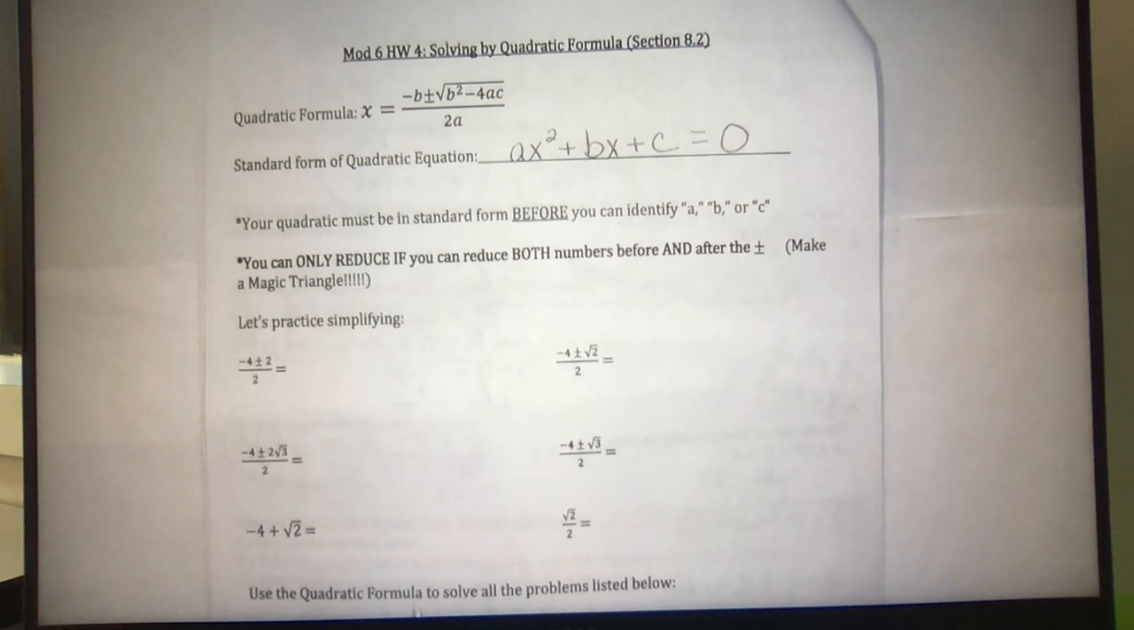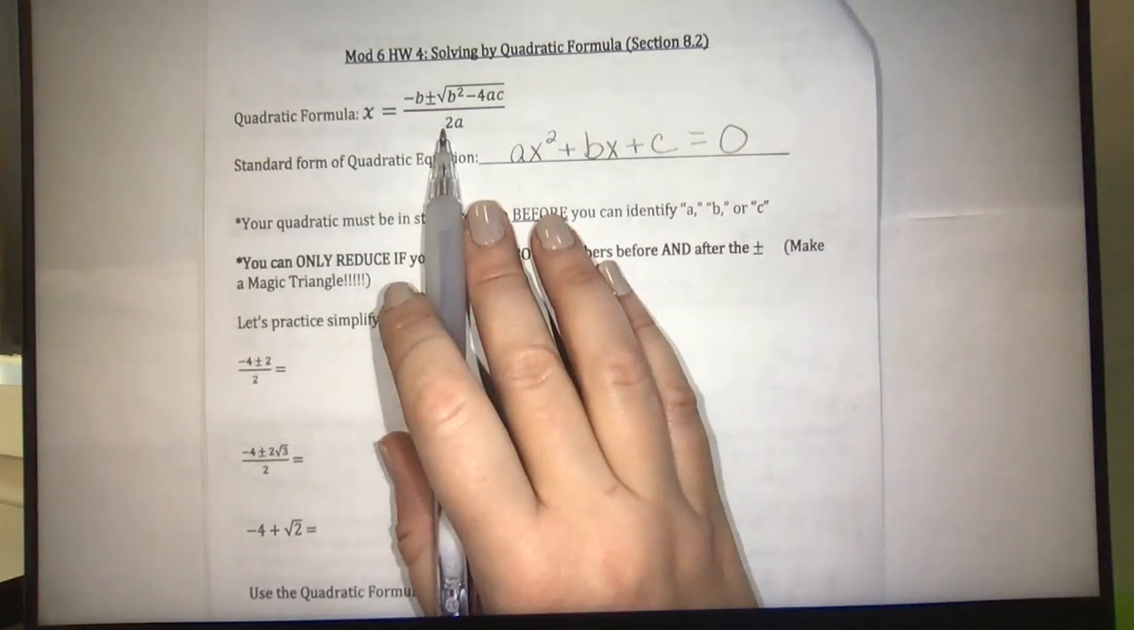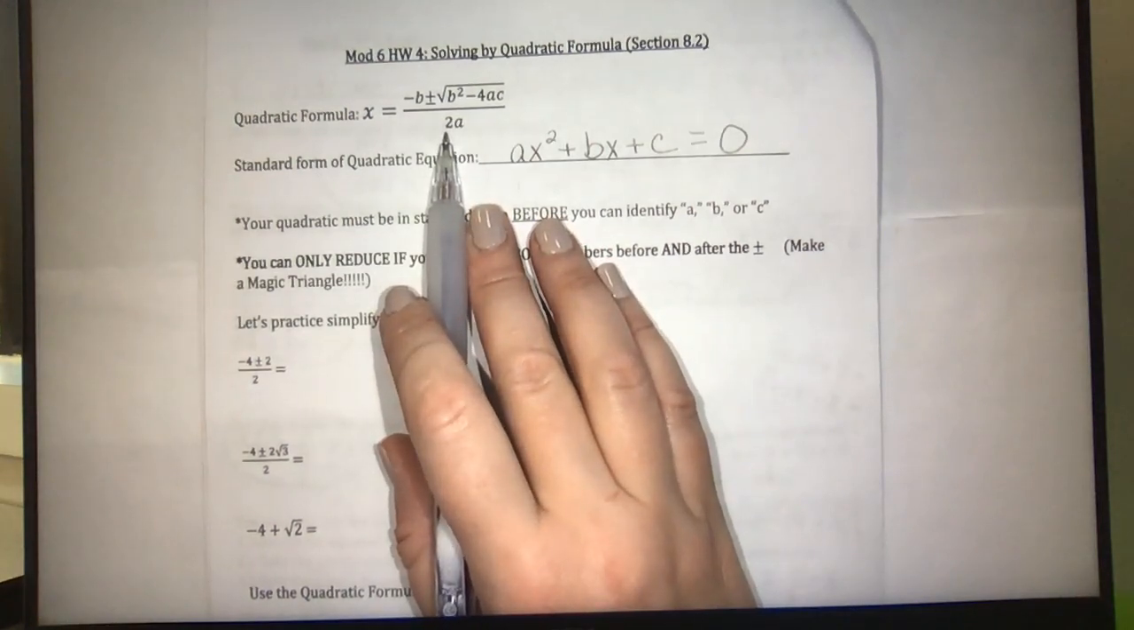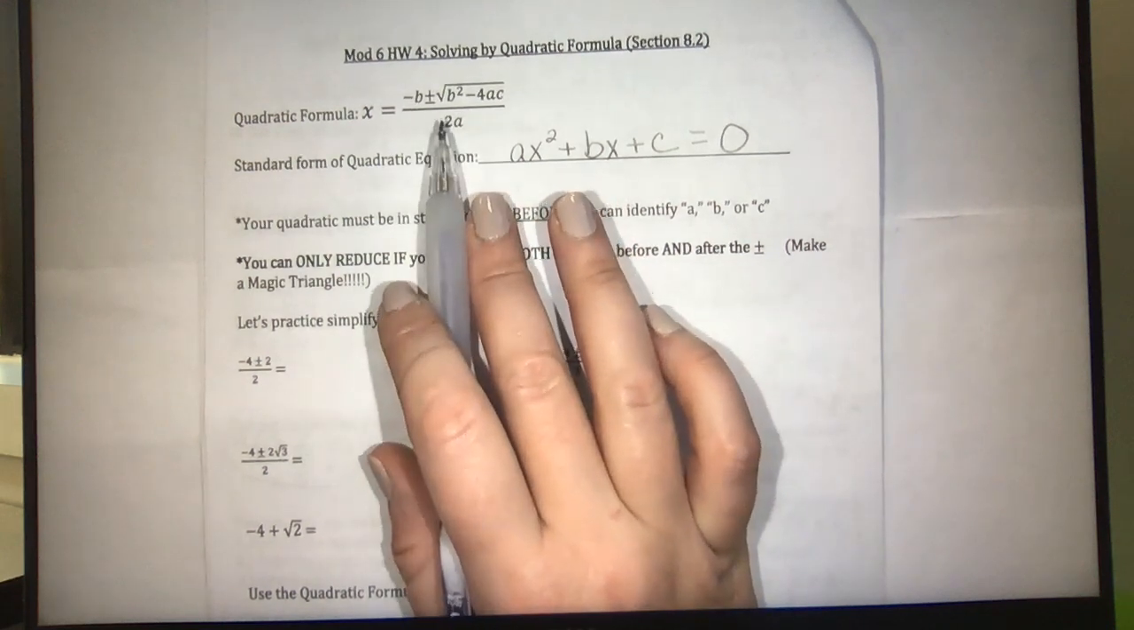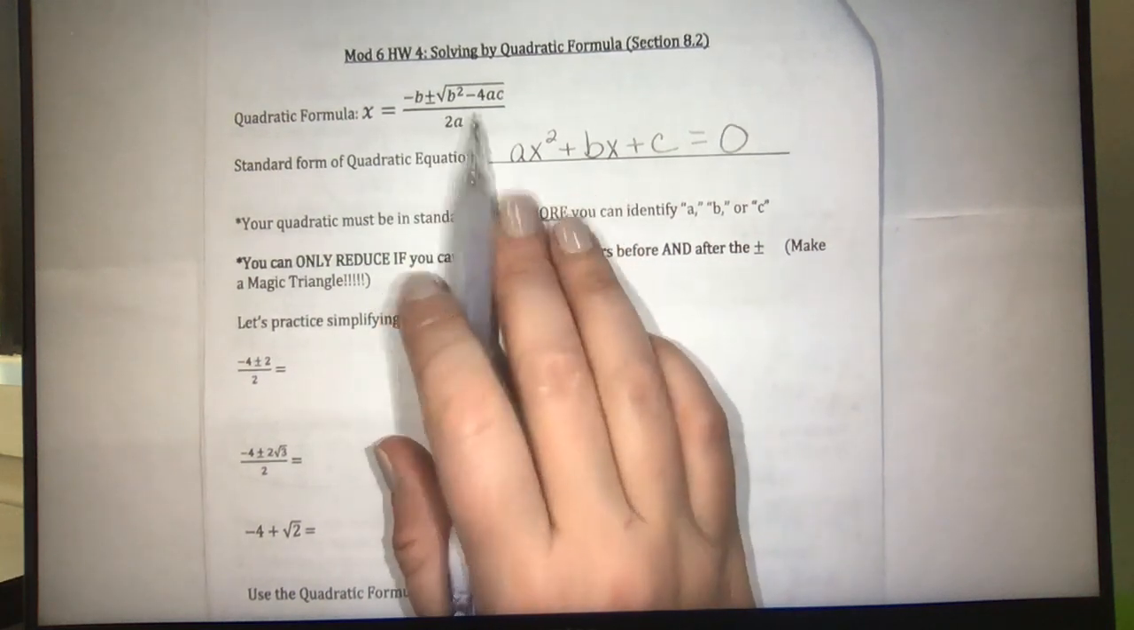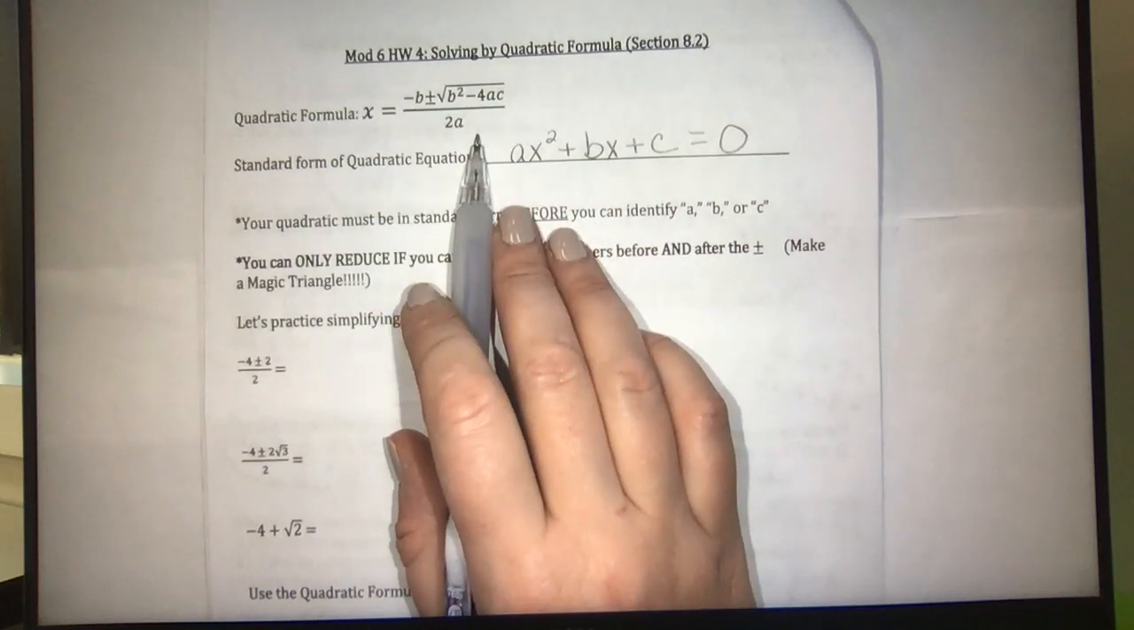All right. In this class, you do not have to memorize this. When you come in on test day, it will be on the board for you. When you get to college algebra, you have to know the formula. So it wouldn't hurt you to go ahead and be practicing learning the formula.